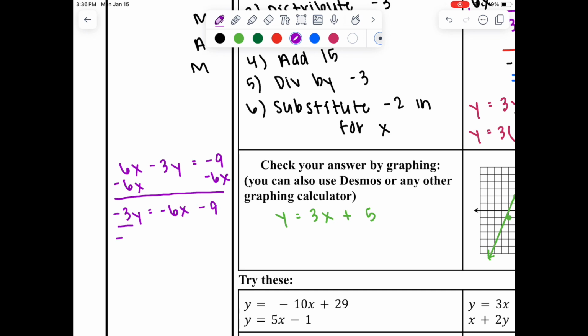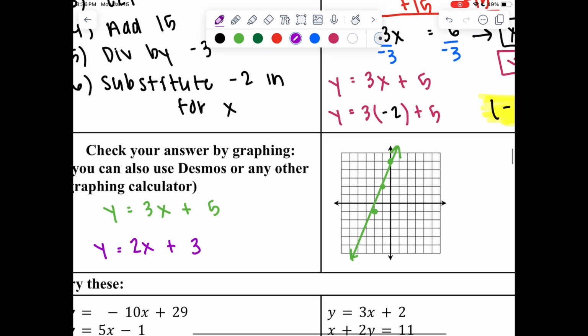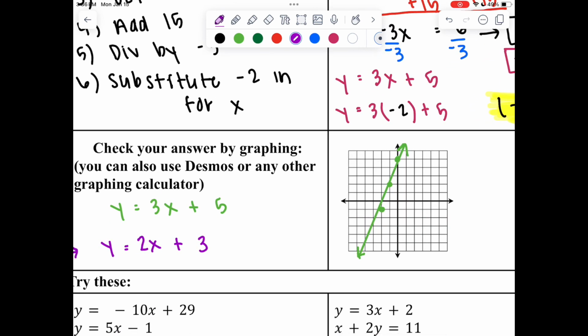I went ahead and I switched the order of the terms because I like to already have it in slope-intercept form. And then my last step is to divide out the coefficient of y, which is a negative 3. Negative 3y divided by negative 3 is positive 1y. Negative 6 divided by negative 3 is positive 2. And negative 9 divided by negative 3 is positive 3.